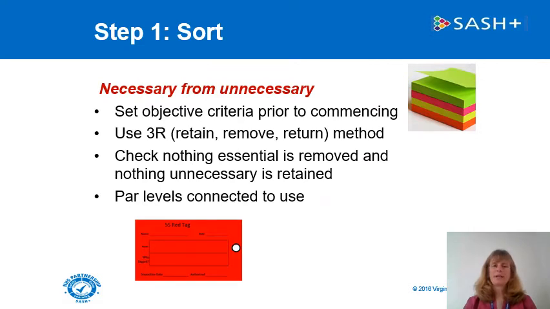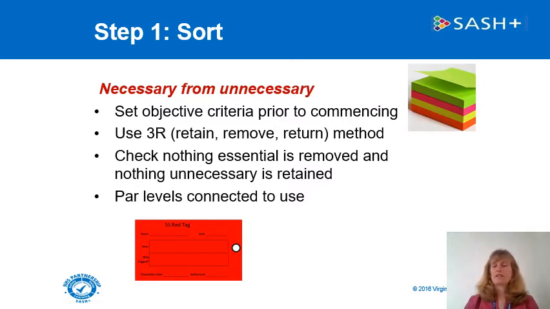The first step is sort, where you're sorting the necessary from the unnecessary. This is the most critical of the 5S stages. You need to set objective criteria before you start about what is necessary and what you deem is not necessary, and then use the 3 R's, retain, remove, return method. So you're sorting out the things that you need to retain, or the things that you need to remove that shouldn't be there, and then things that need to be returned to another area that might have moved into your area. For example, some equipment that might belong to another ward.